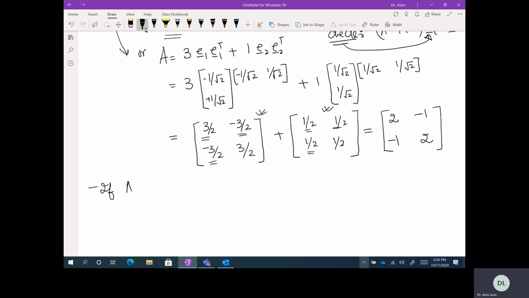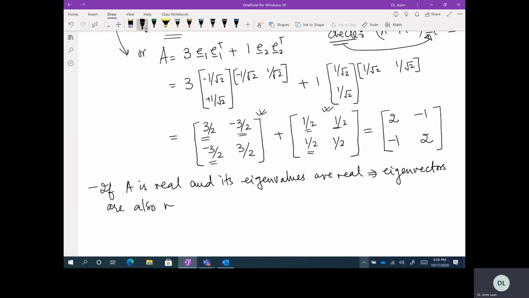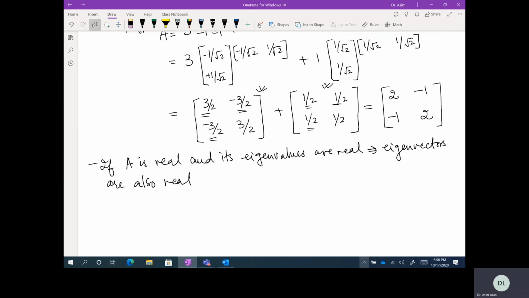So if A is real, and its eigenvalues are real, this implies eigenvectors are also real. So remember, if you recall, for the rotation matrix, the eigenvalues were complex, so that's why the eigenvectors weren't real.